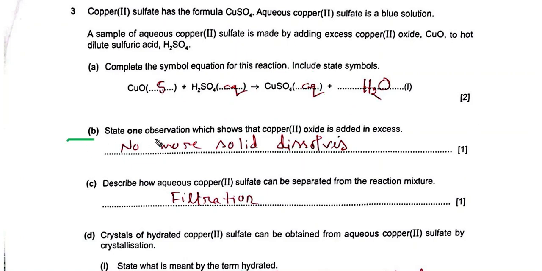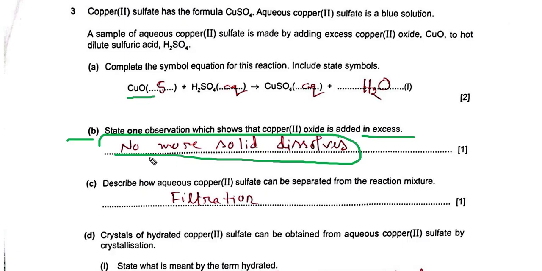B. State one observation which shows that copper(II) oxide is added in excess. No more solid dissolves. If you add copper(II) oxide, it will dissolve. When you add excess copper(II) oxide, after a certain time some copper(II) oxide will not dissolve, so no more solid dissolves.